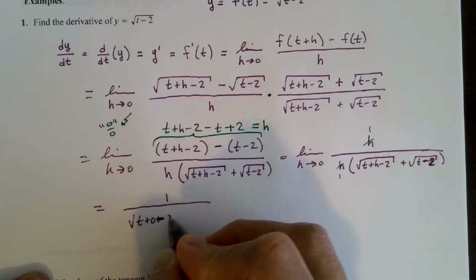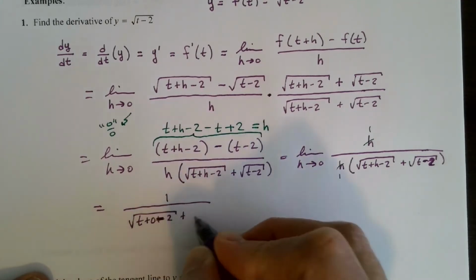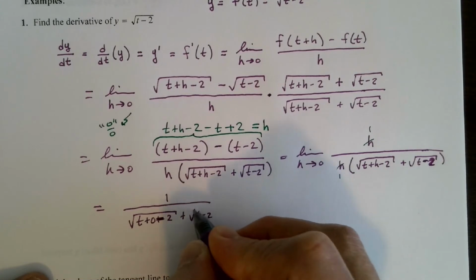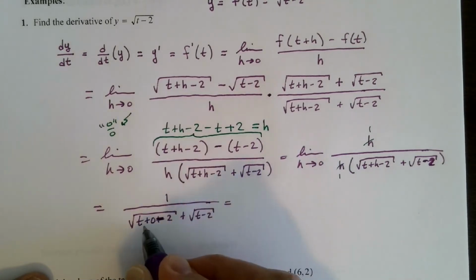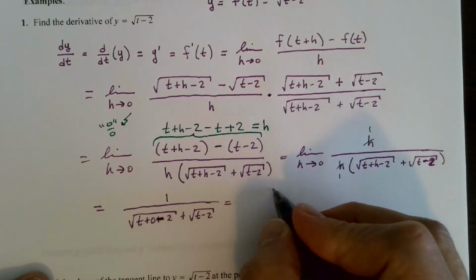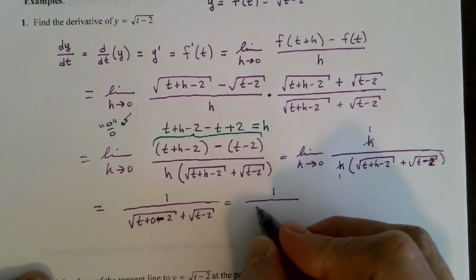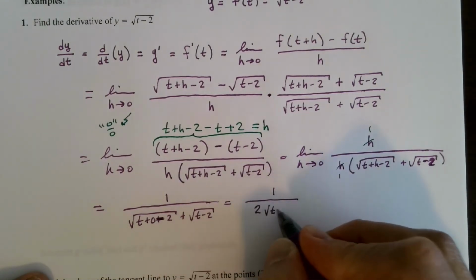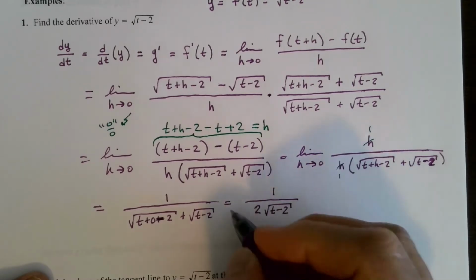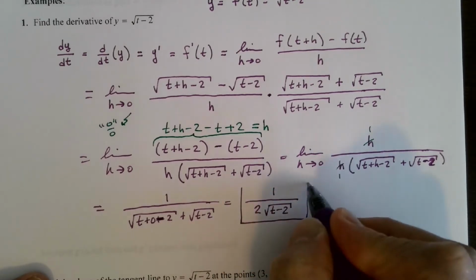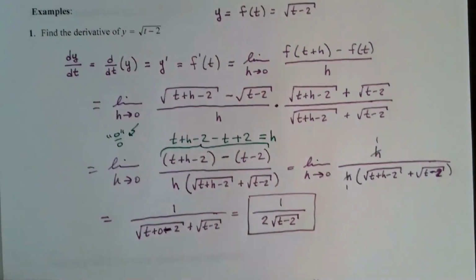So t minus 2 plus, right. So that's going to be just the square root of t minus 2. So what do I have? The square root of t minus 2 plus the square root of t minus 2 is 2 times the square root of t minus 2. And there is our derivative function.